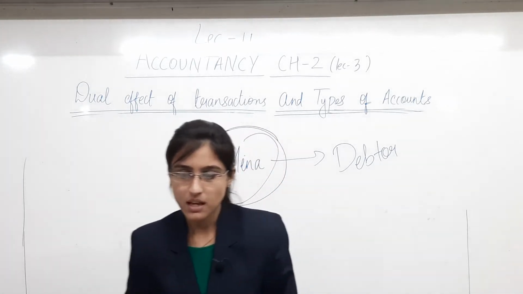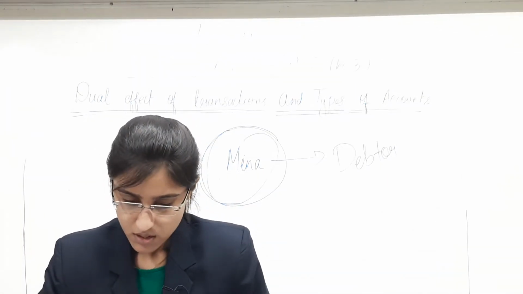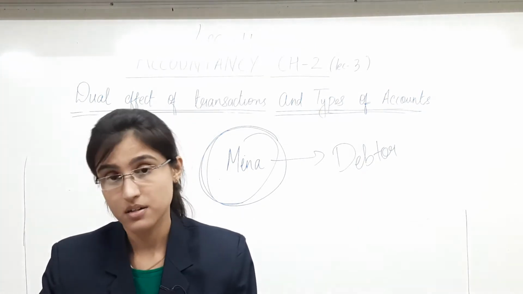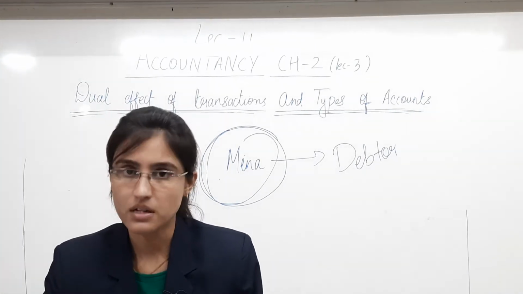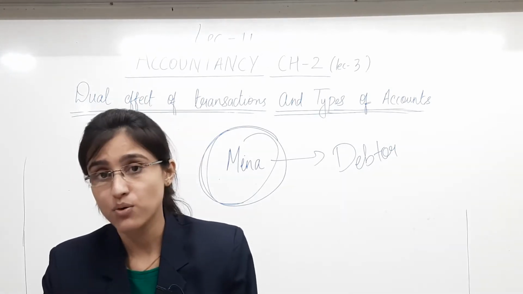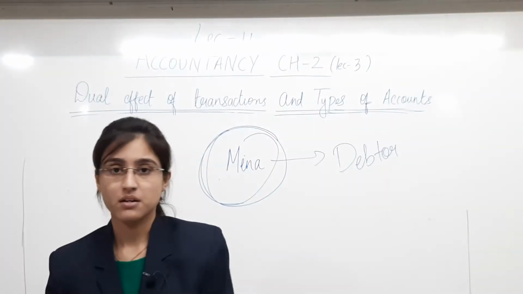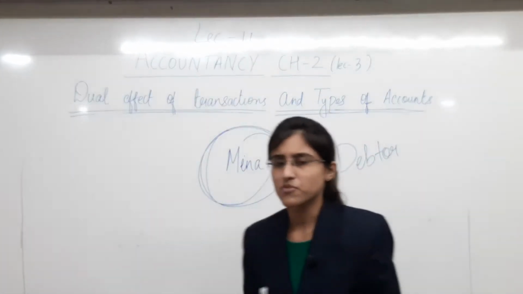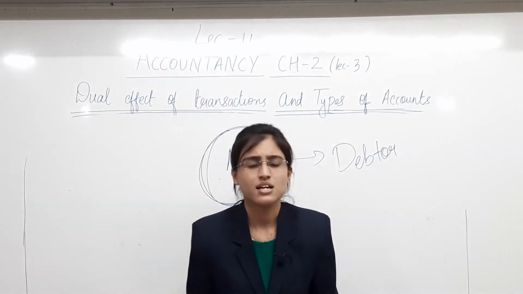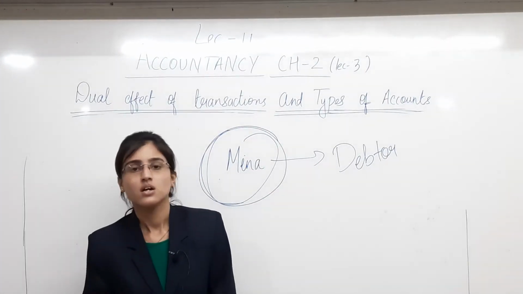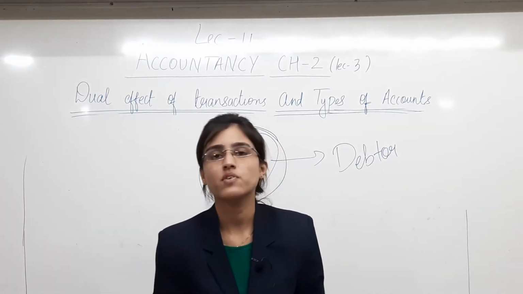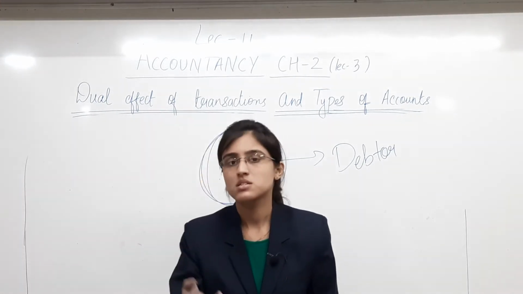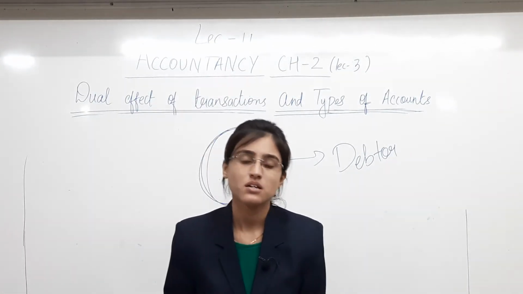Then, rent received by check, rupees 500. What have you received? Rent. You have received a check for rent. The word check means simply a transaction through the bank, and a transaction in the form of cash or bank is a cash transaction itself. You have received an amount of rent by check. So this is again a cash transaction.